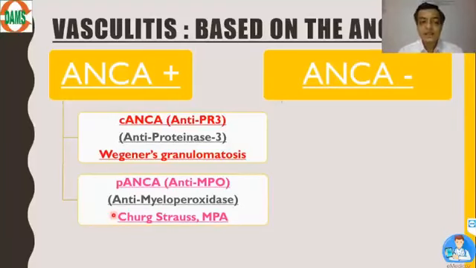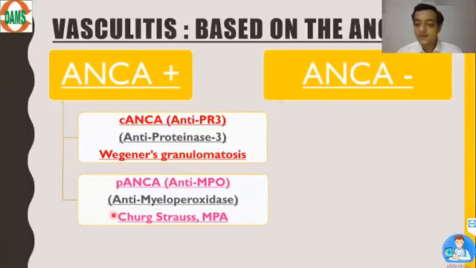Please remember that P ANCA can also be positive in a minority of Wegener's patients. So what we have to understand is that rheumatology is all about matching the clinical symptoms with the corresponding antibody, and that is how you reach the final diagnosis. So this is under small vessel vasculitis.